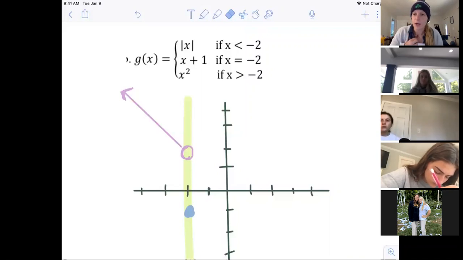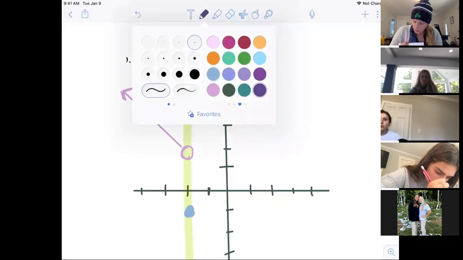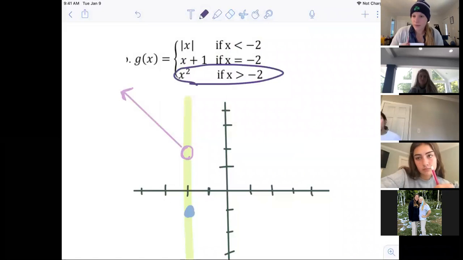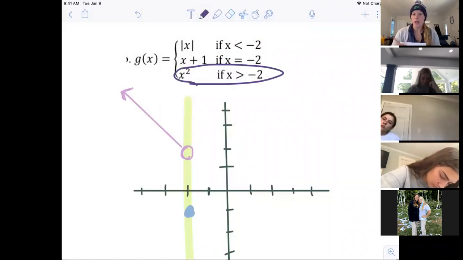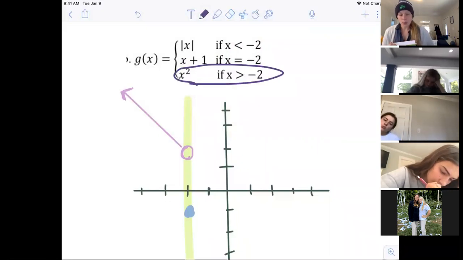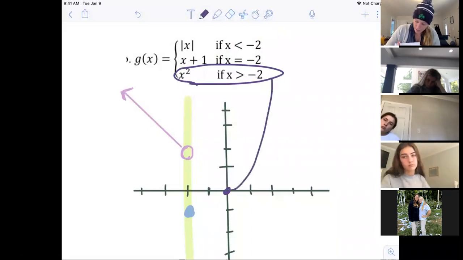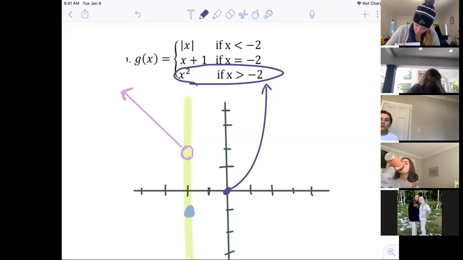Okay, I am going to move on to do the x squared one though. So this one, I'm doing x squared where x is greater than -2. So that means I need it to be a quadratic. I need it to be a parabola. I know that parabolas always go through 0, 0, so I'm going to hit it at 0, 0, and then I can just do my U shape around that.